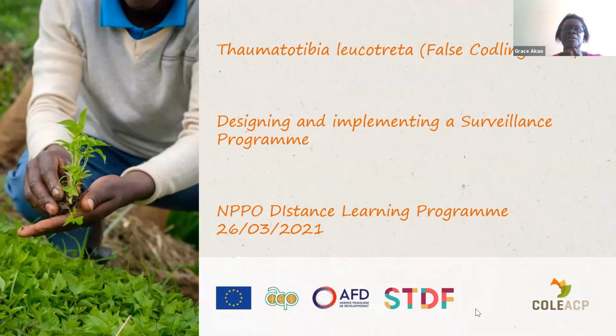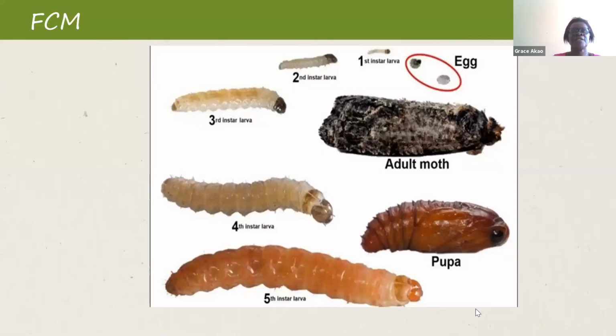Like Dr. Ari has already mentioned, our pest of focus is the false codling moth. We are trying to see how we can design and implement a surveillance program for the false codling moth. You know that this is a very notorious pest. What you can see on the screen is the false codling moth at different life stages. There you see the eggs, then the first instar larvae. These are the larval stages. And then when it reaches the 5th stage, the color tends to change. That's the pupae, and then that's the adult moth.